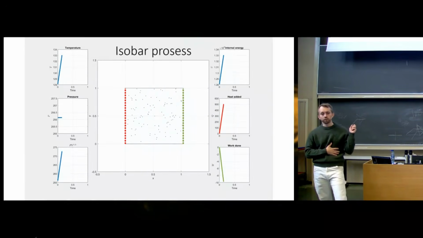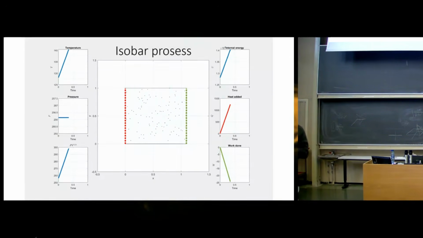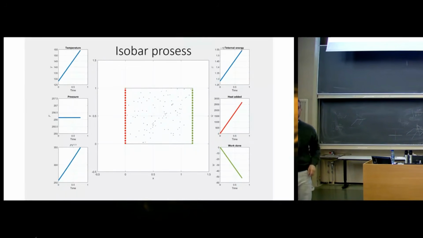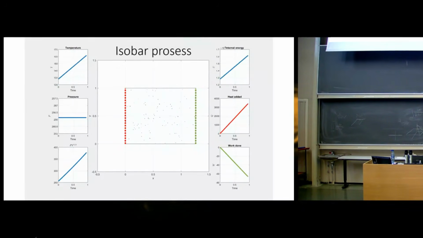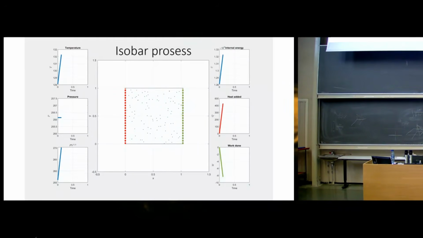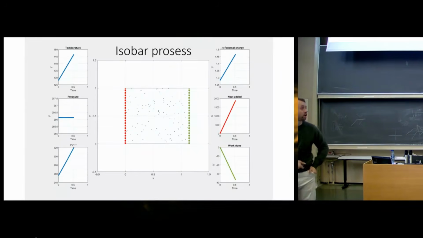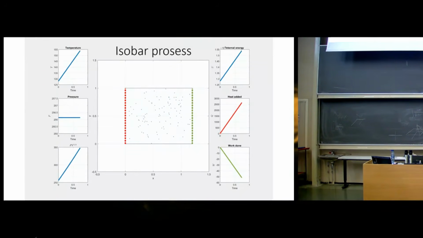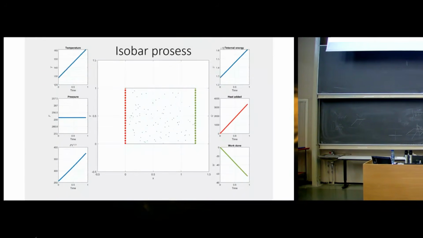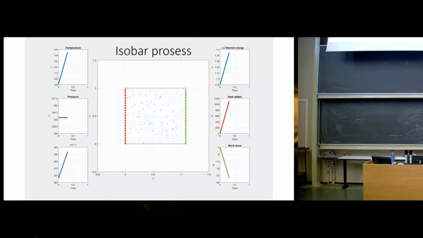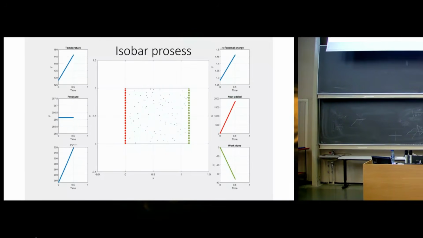So this you can do for all of the processes, right? So let's look at this one. This is an isobar process, meaning it's happening at constant pressure. We're adding heat to the system, and we're letting the system expand as a result, keeping the pressure constant at every time. So when I plot the pressure as a function of time, it doesn't change. But the temperature is increasing.